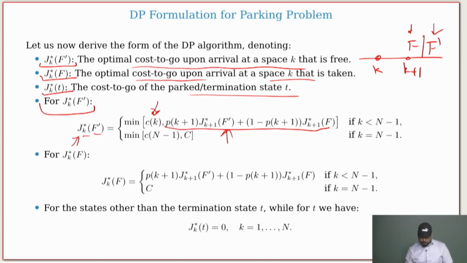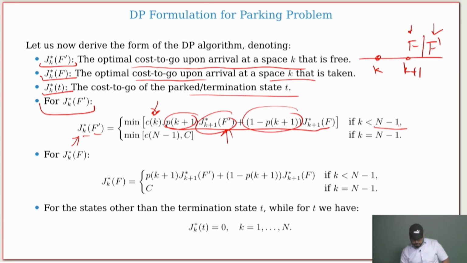Then you look for the estimated cost. The probability of the parking space being free at K plus 1 is Pk according to our definition. So the expected cost will be Pk for the free case and the complement of that, which is 1 minus Pk, for not free. So basically this is the expected cost. This makes sense for the future cost. This is for K less than n minus 1.